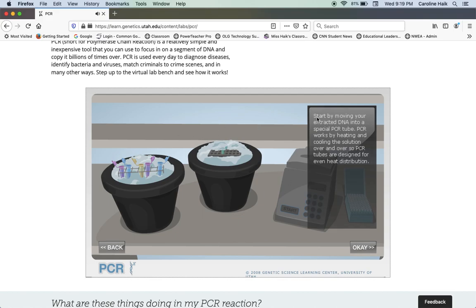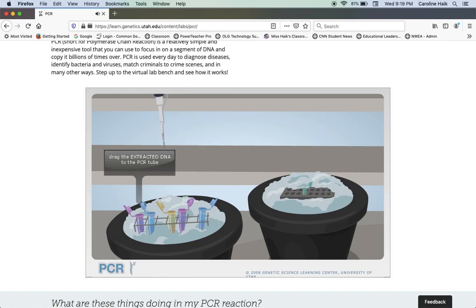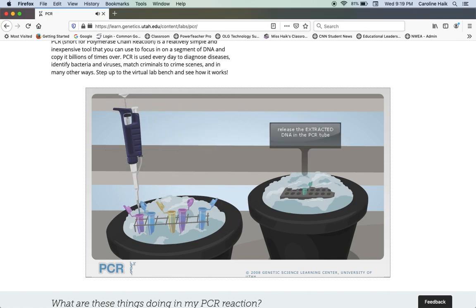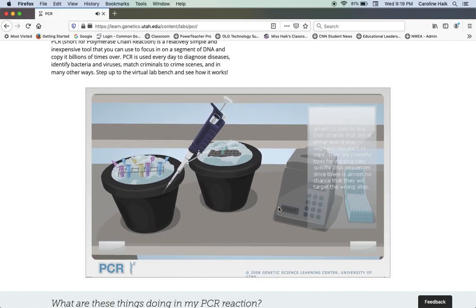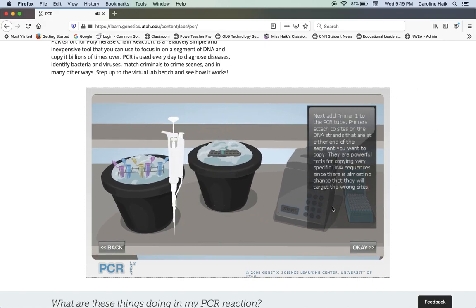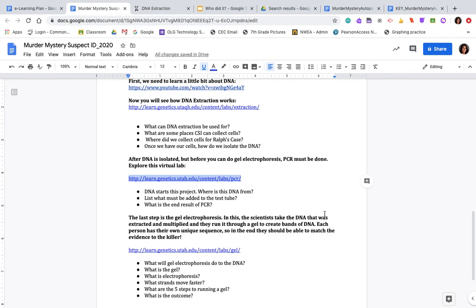Okay, so this part, you're moving your extracted DNA. Okay, so this is my mouse right now. Okay, so you'll click and then drag over here. Click, drag. Okay, and you'll do that until it does that, and you'll just continue to work through that. Okay, so that's what I mean where it's a little more hands-on.